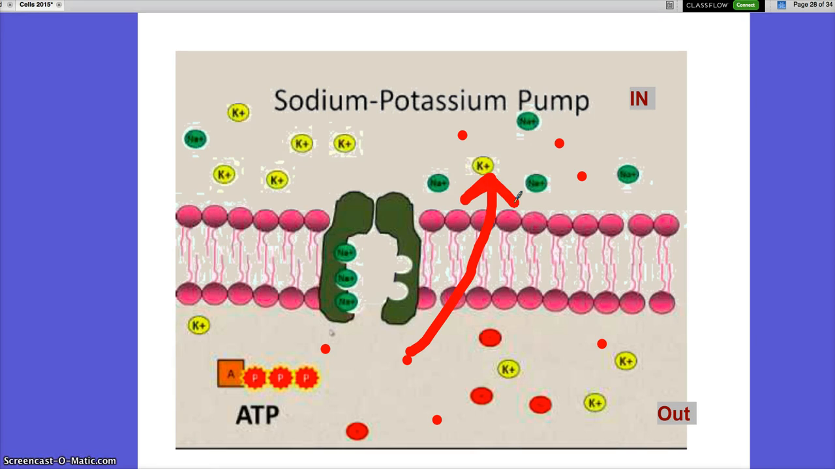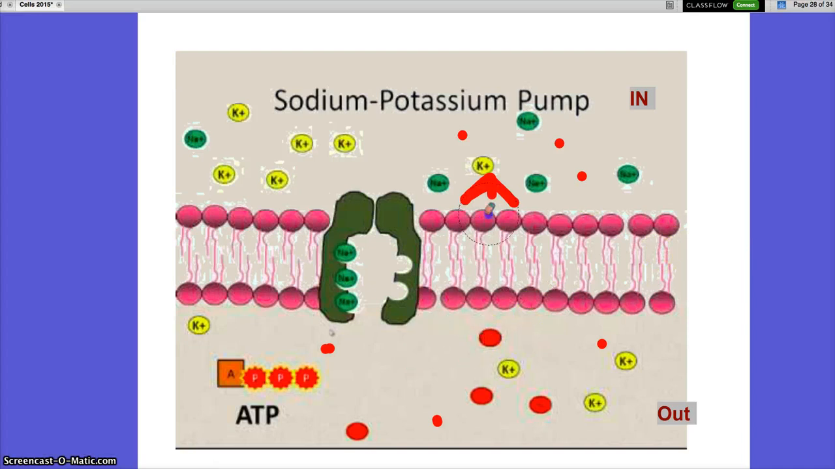Answer that first. They're moving in. Where else are they moving? They're not. There's more outside than there is in. There's 1, 2, 3, 4, 5, 6, 7, 8 red dots on the outside, and there's only 3 on the inside. It's going from more to less. Through what? Through the phospholipids. What's it called? Diffusion. Yeah, get ready. This is what I've been warning you about.